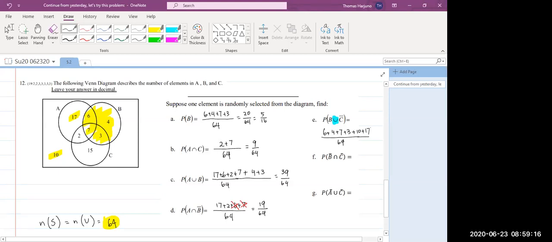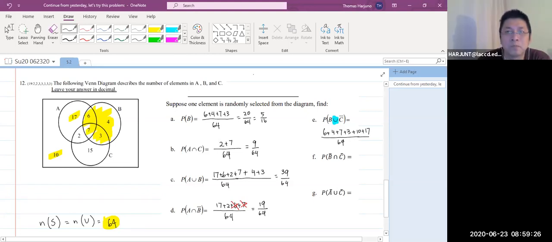Professor, for this one, I don't know if I missed it. We're just adding everything that's not in C. That's correct. Okay. And not in C refers to 10, 17, 6, and 4. Now, I don't count 6 and 4 anymore because I already counted them in B earlier, right? We should not double count that. Does it make sense?